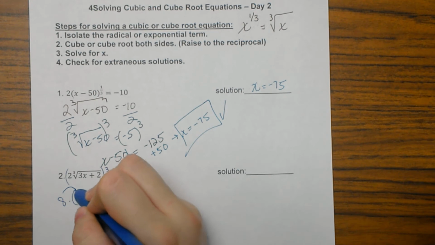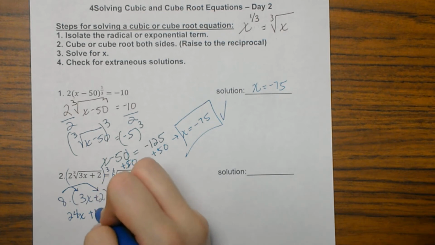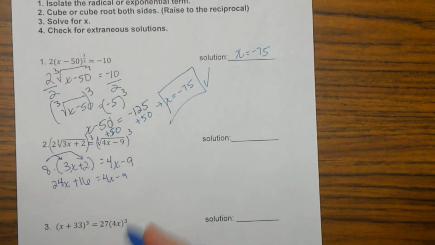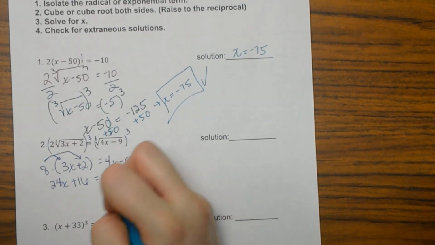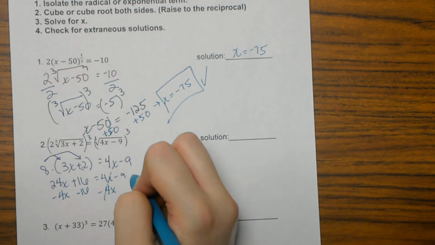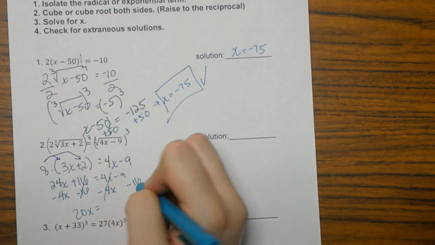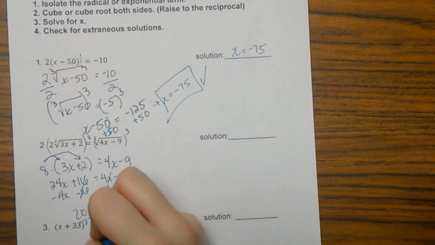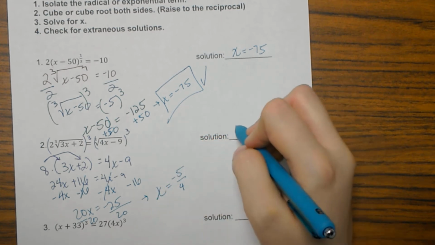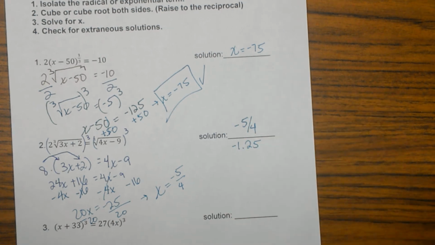So I need to distribute. It's going to be 24x plus 16 equals 4x minus 9. And I have more x's on the left side, so I'm going to move 4x over. That means I'm going to move my constants to the right. So I have 20x equals -25. When I divide by 20, I get -5/4, which is the same thing as -1.25.